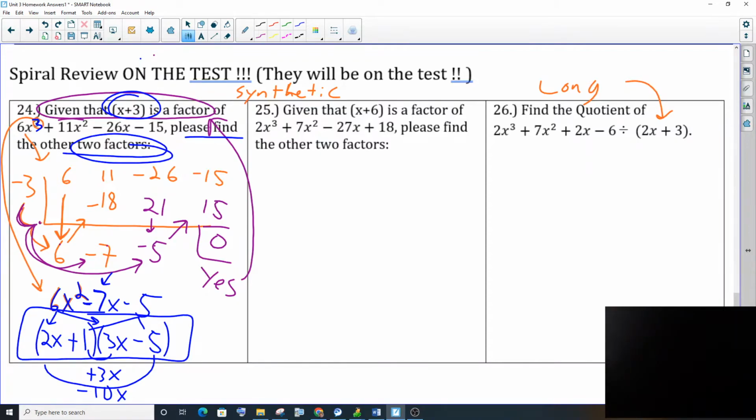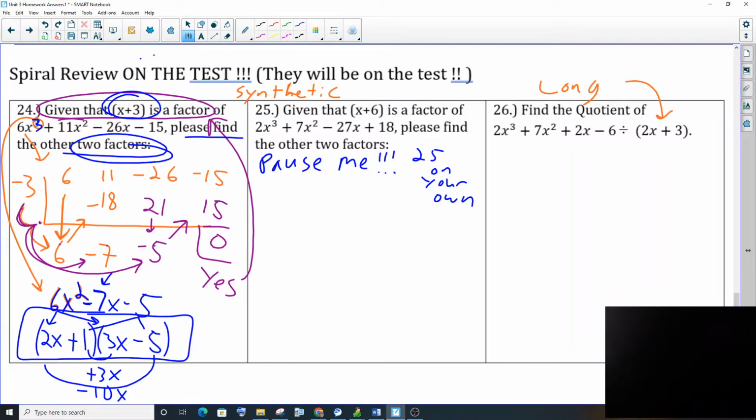factors. So go ahead and pause me now. And try number 25 on your own. Remember, try it on your own, because you're going to have to do this on the test on your own. I'm waiting. Pause me.